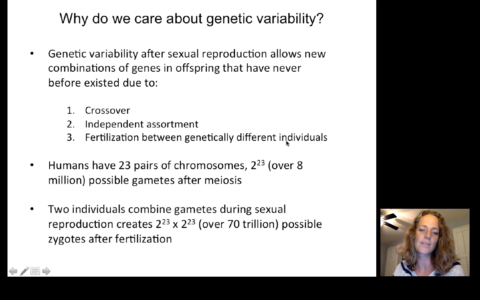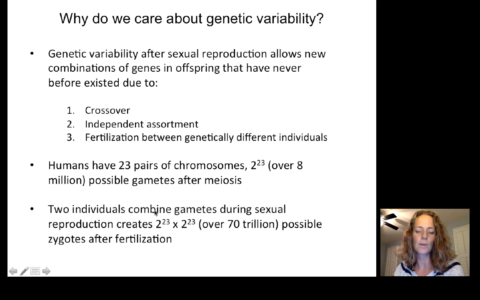possibility for genetic differences. So humans have 23 pairs of chromosomes. If you do the math, that's 2 to the 23rd possible gametes just after meiosis because of all the crossover and independent assortment that can occur. That's over 8 million possible gametes.